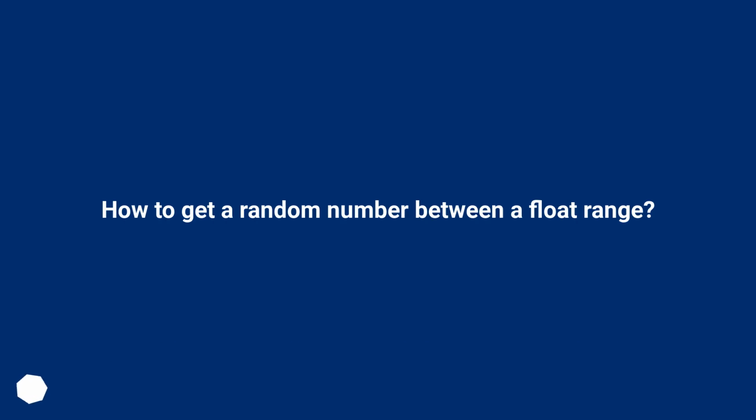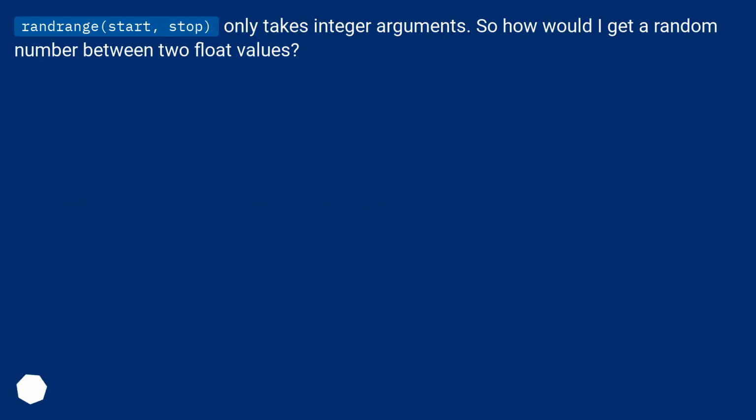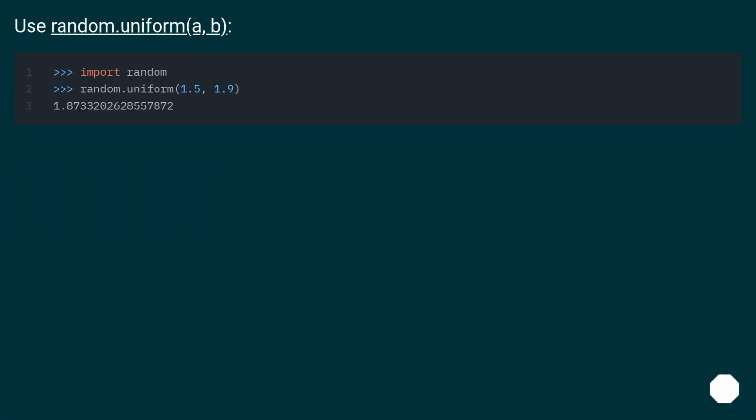How to get a random number between a float range. random.randrange(start, stop) only takes integer arguments. So how would I get a random number between two float values? Use random.uniform(a, b).